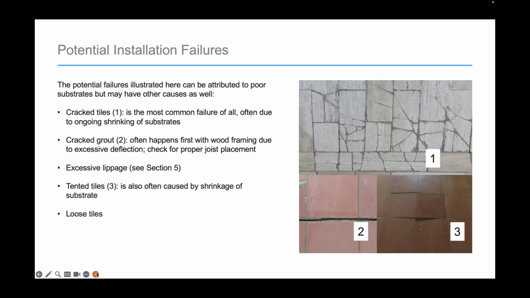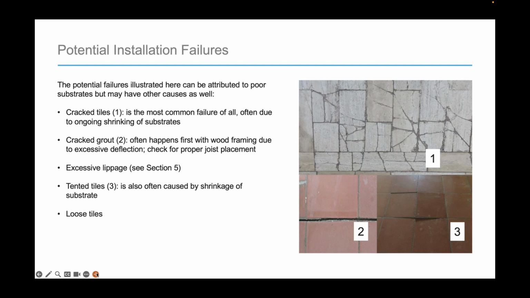Some potential installation failures illustrated here can be attributed to poor substrates, but may have other causes as well. Cracked tiles in the first picture is the most common failure of all, often due to ongoing shrinkage of substrates. Cracked grout, which is in the second picture, often happens first with wood framing due to excessive deflection. We should always check for proper joist placement.